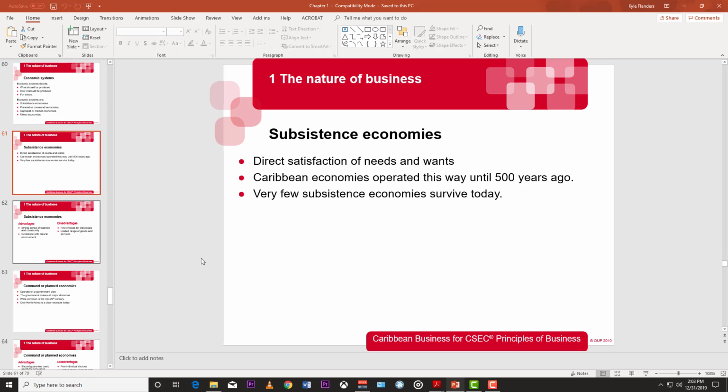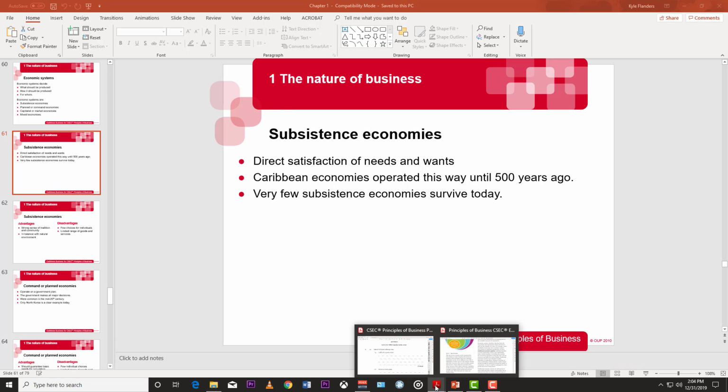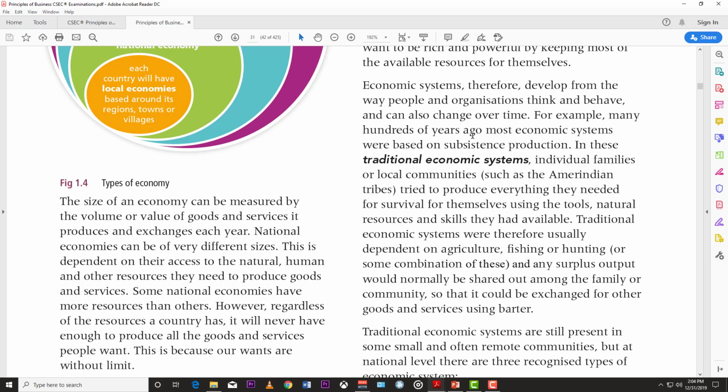As you can see here, the subsistence or the traditional economy is the direct satisfaction of needs and wants. So you do it yourself. Caribbean economies operated this way until 500 years ago, when you had the Amerindians and the Caribbean Arawaks and those peoples, and then very few subsistence economies survive today. So the definition for that one would be the system where you provide for yourself and your family for your survival, and is normally derived from the soil, fishing, hunting, that kind of thing.